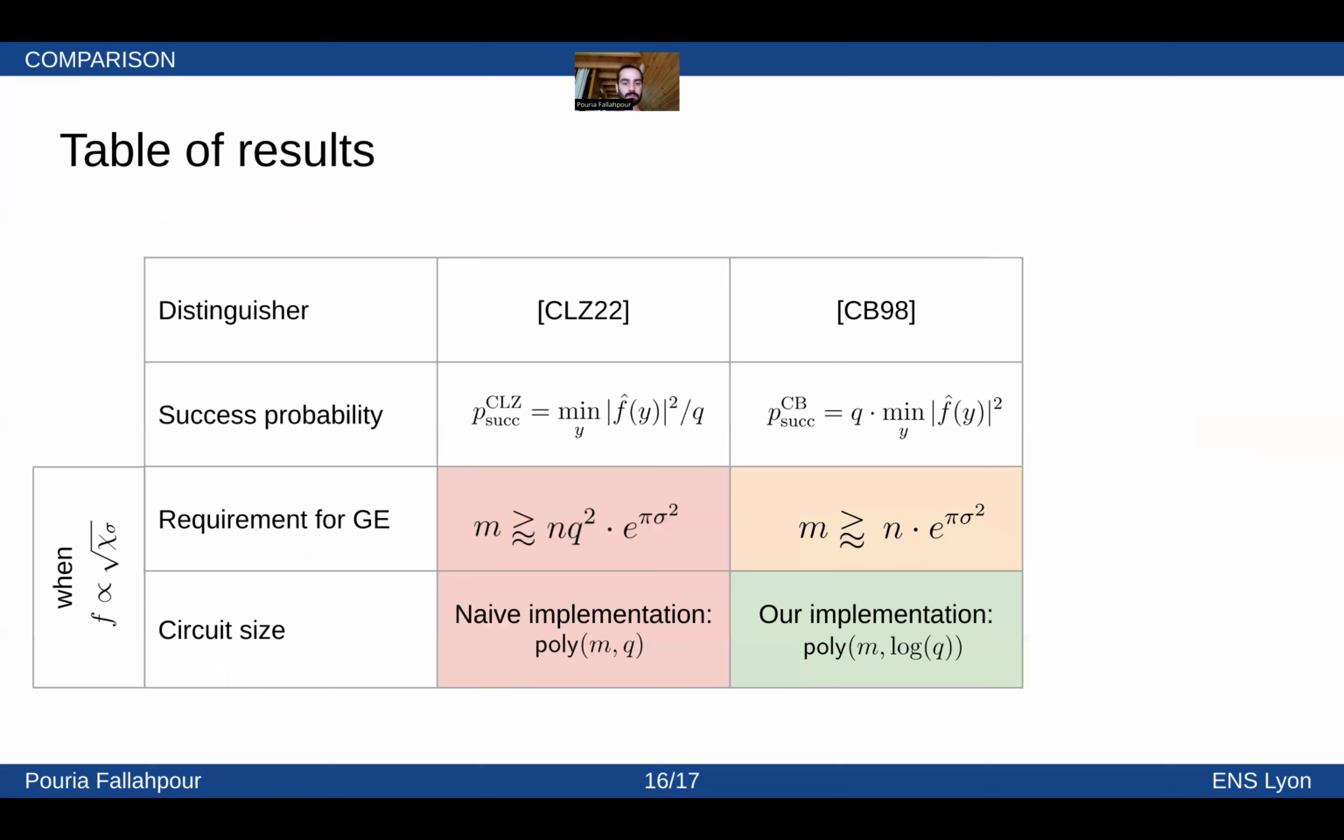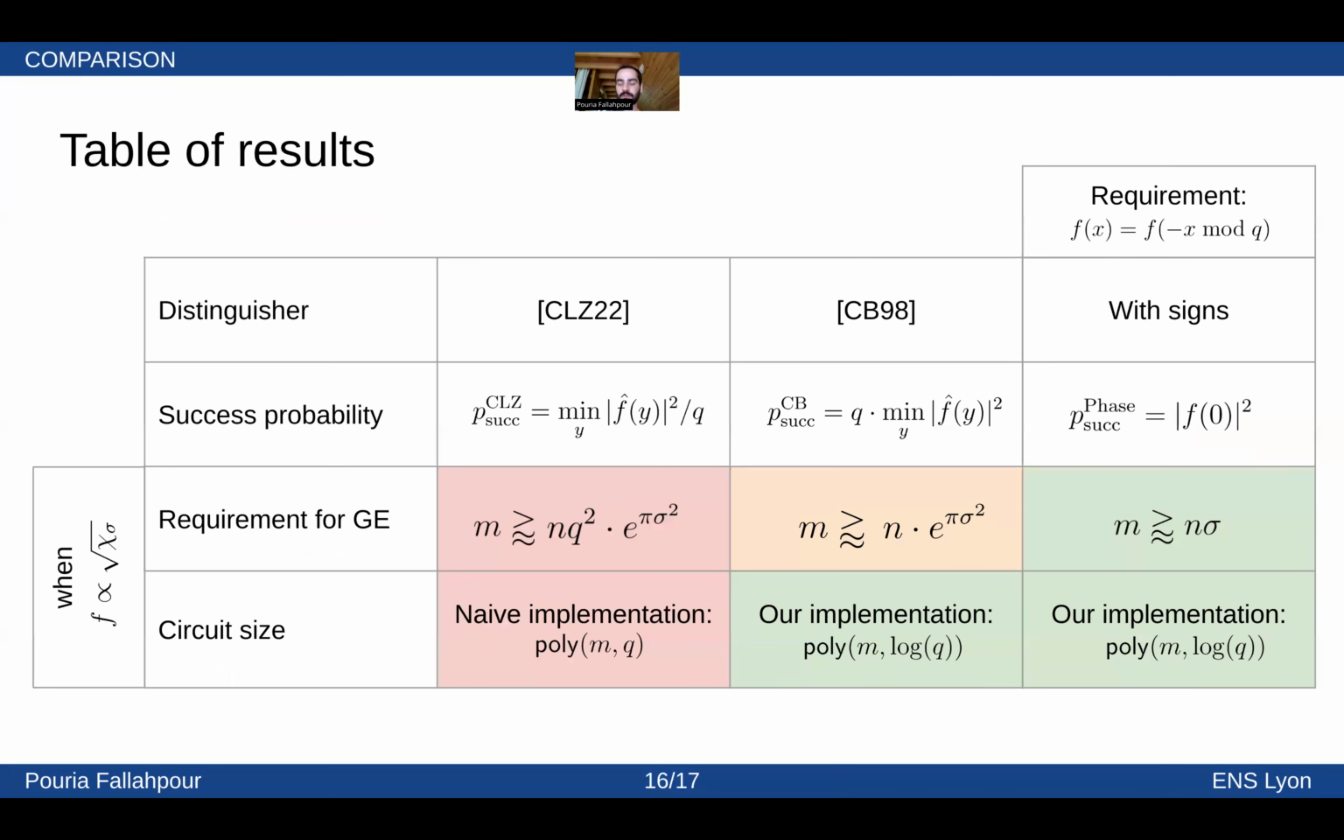So if I want to wrap up, we generally show that as long as the amplitude function is an even function, then adding signs increases the success probability of the CB distinguisher to be f of 0 squared. And using that, we can build the LWE state with phases.